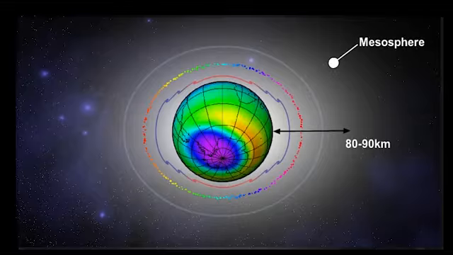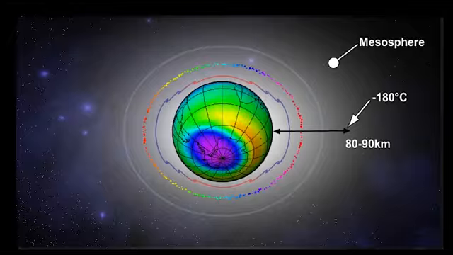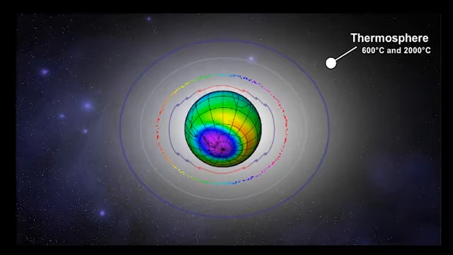At the top of this layer, we have some of the coolest temperatures encountered, sometimes as low as -180 degrees Celsius. The upper boundary to the mesosphere is called the mesopause. Above the mesopause is a layer called the thermosphere. This zone is characterized by a rapid rise in temperature up to about 200 kilometers. Temperatures here can be between 600 and 2000 degrees Celsius.